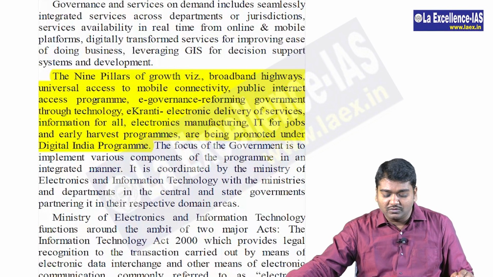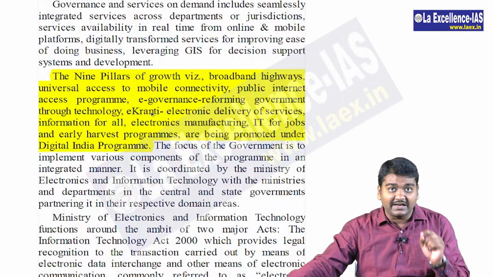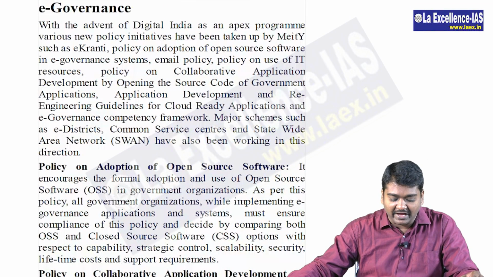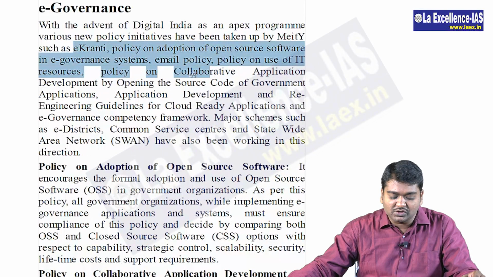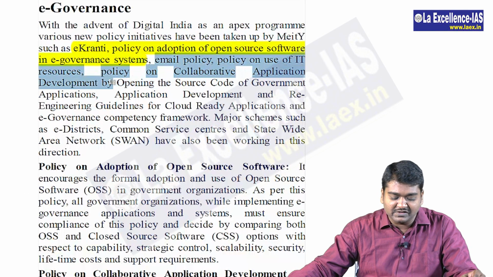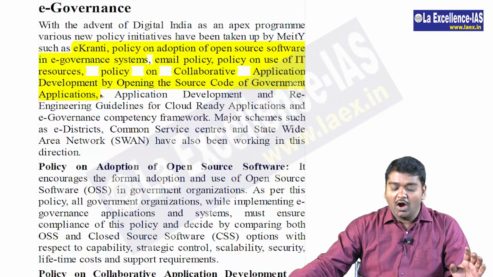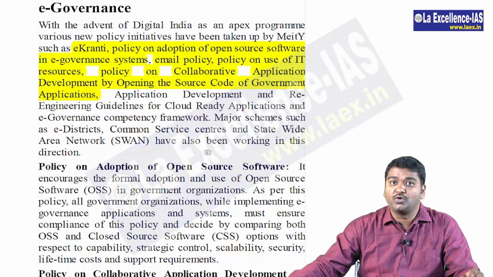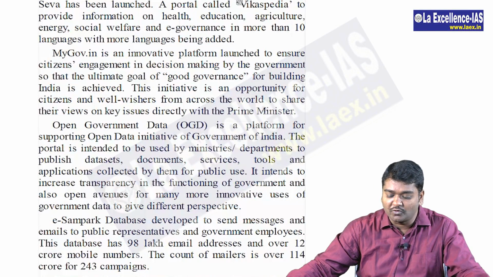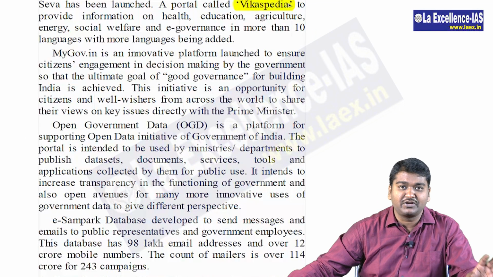From the prelims point of view, these words like e-Kranti and all, what exactly does that mean? I'll show you next. On page 181, fifth paragraph, they talk about this e-Kranti: policy on adoption of open source software in e-governance systems, email policy, policy on use of IT resources, policy on collaborative applications, and development by opening source code of government applications. All this is very, very important. Please try to go through this carefully once. Then on page 181, the last paragraph talks about Vikaspedia. It is not the Indian version of Wikipedia.